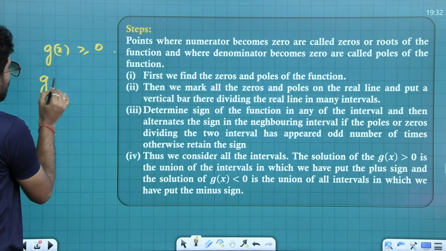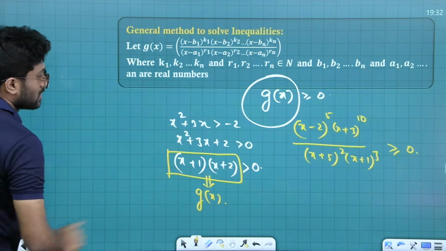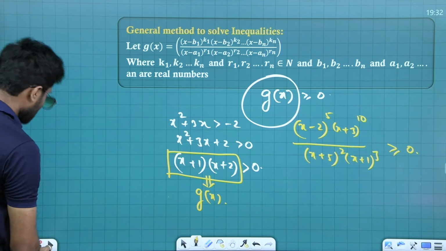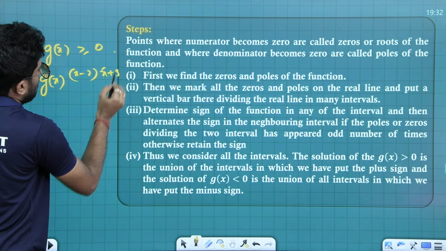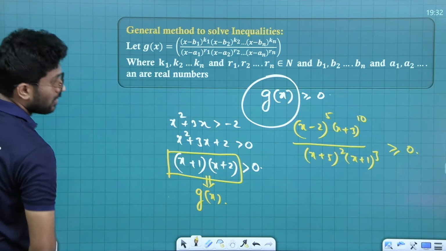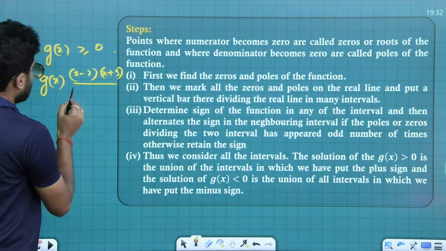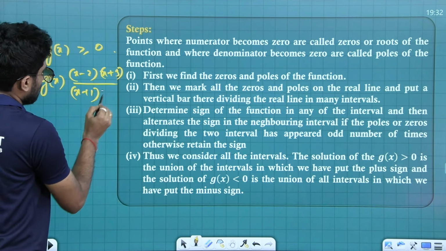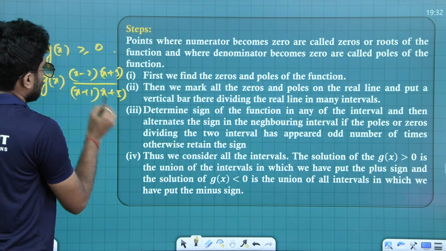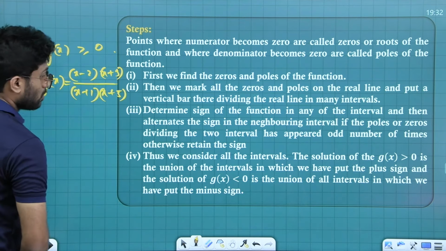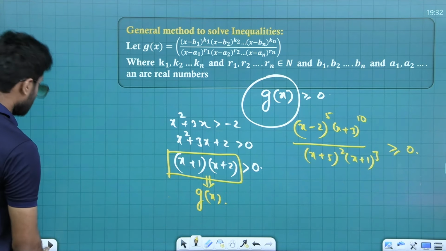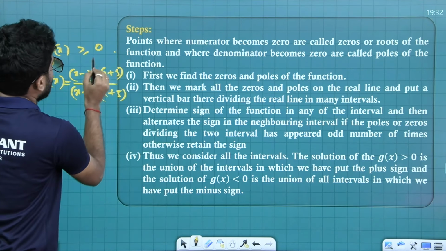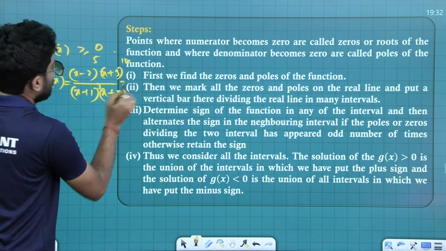Now g of x is equal to, what do we have in the previous expression? x minus 2, x plus 3, whole divided by x plus 5, x plus 1, with powers 5, 10, 3, 2.